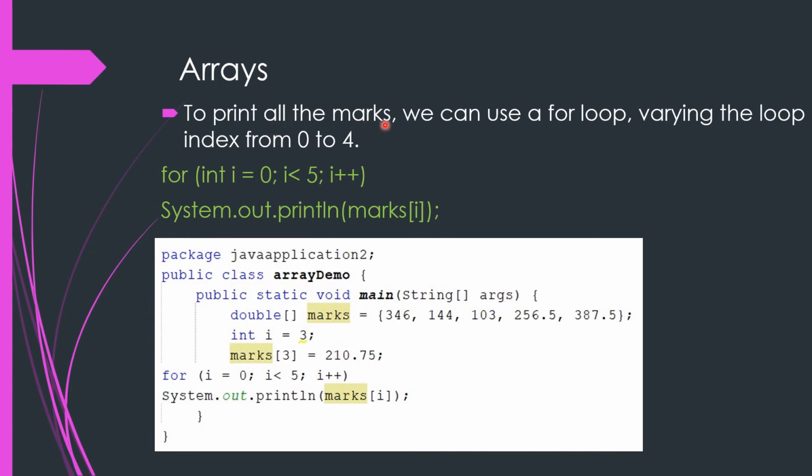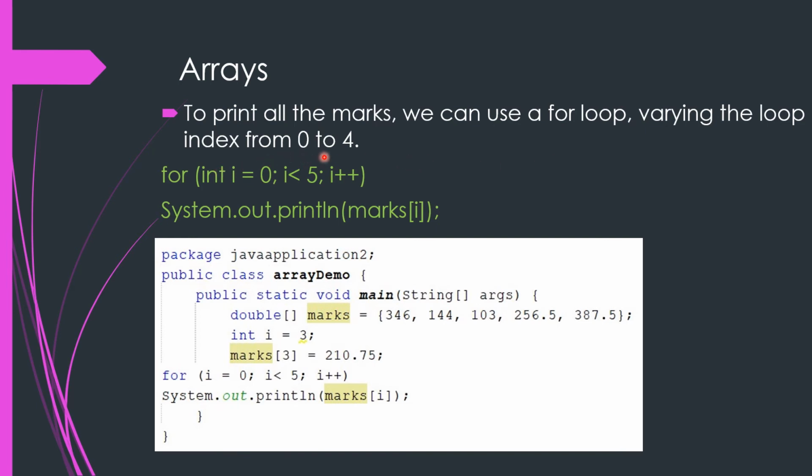To print all the marks, we can use a for loop, varying the loop index from 0 to 4. Now we want to print the marks. So for this purpose, we are going to use the for loop, and we have already studied these loops very well in the previous videos. If you are confused about any loop, you can watch those videos. Everything will be clear to you. Now we are proceeding with these commands.